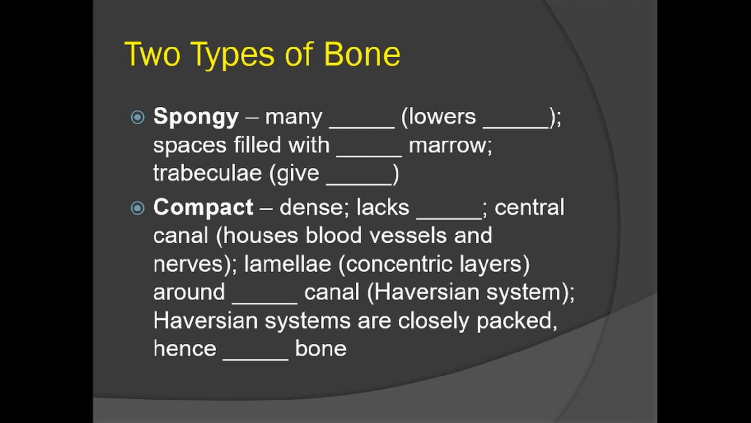A subunit of the compact bone is called the Haversian system, or it's also called an osteon, which are layers of bone, the lamellae, going around the central canal. So think of a tree stump. You can see the rings of the tree going around and around, each year developing a new layer around them. That's what the Haversian systems look like as well. These Haversian systems, or osteons, are closely packed together, tightly packed, hence the name compact bone. And so it develops its compactness from that.